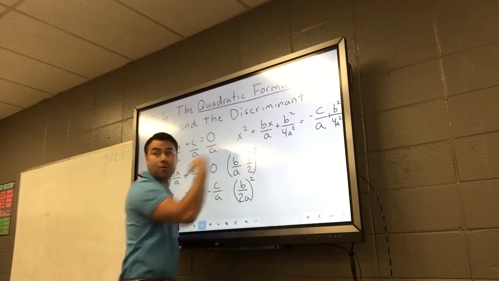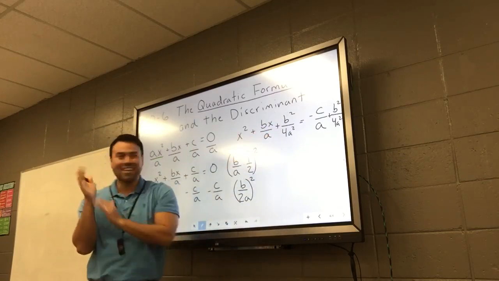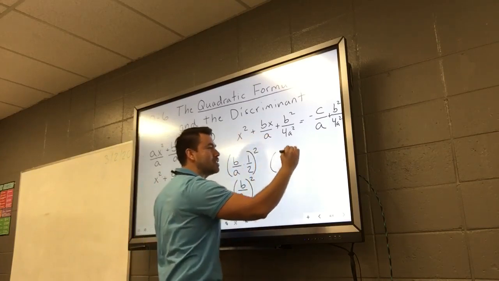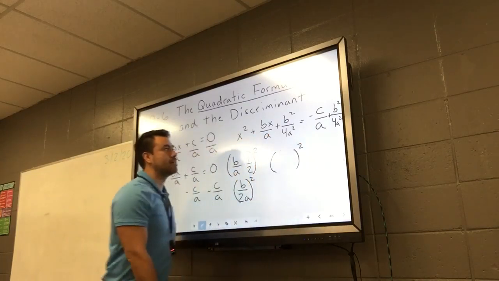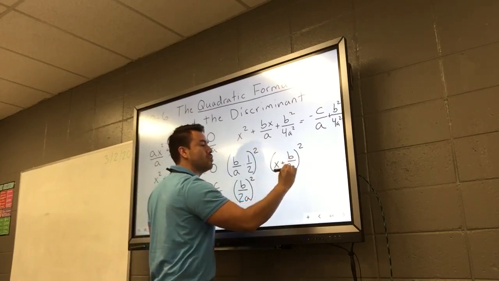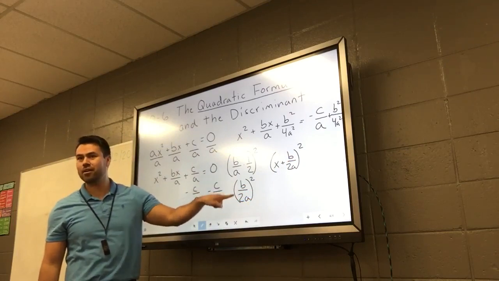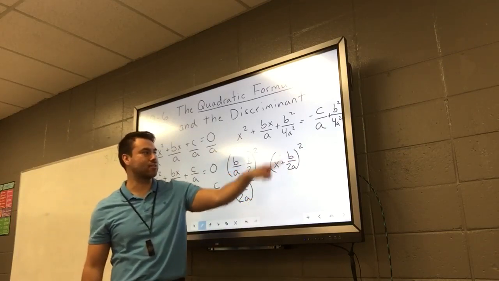This now is a perfect square trinomial. Do you know what it factors into? Okay, so here's what I'm saying. It factors into something squared: x plus b over 2a. Whoa, how'd you get b over 2a? Remember? It's right there. So that's what I got there when I factored it.